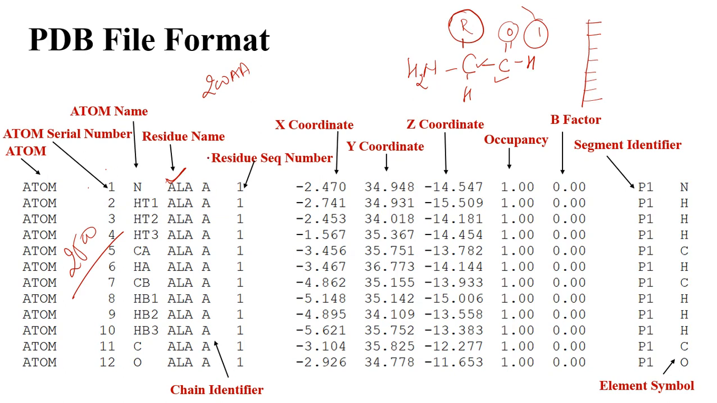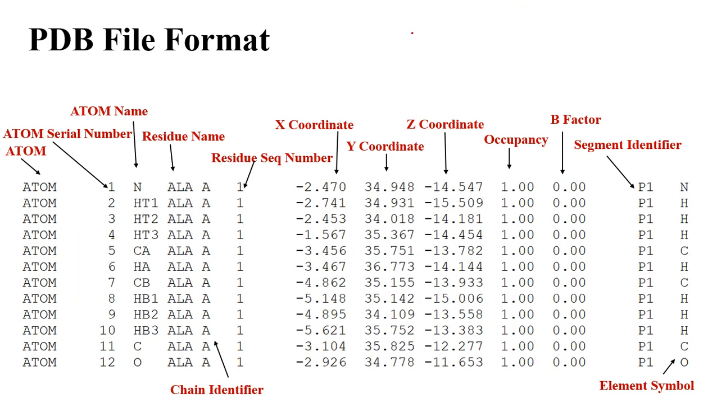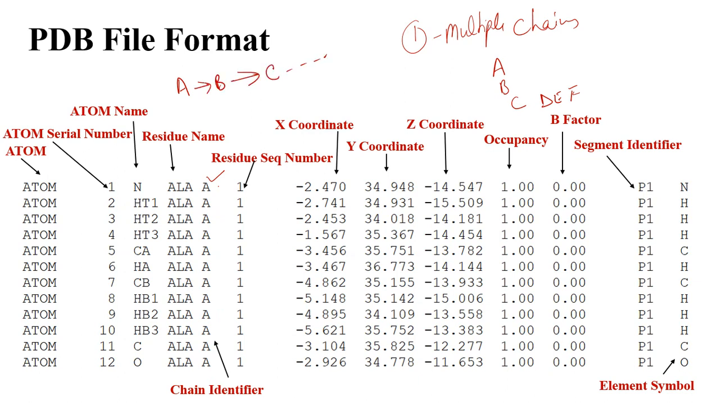It is the chain identifier. Most of the time your protein does not contain only a single chain, it contains multiple chains, and that is A, B, C, D, E, F, whatever it will be. So the number of chains is described here. It is in an order: first A will get completed, then B will come, then B will get completed, and then C, and so on. Now, what is this residue sequence number?